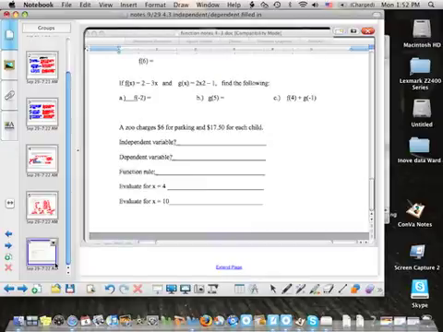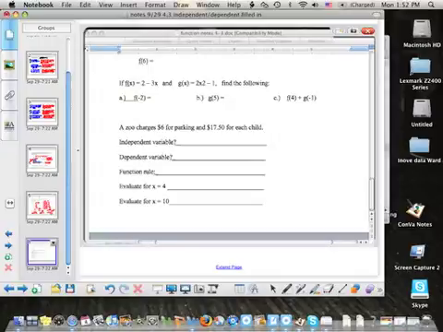Finally, we put all our ideas into one problem. We're basically taking the idea of worded problems, creating an independent and dependent variable, coming up with what the function rule would be. This is really the first time the students have created a function rule on their own, although they've been translating equations for quite some time, and then actually evaluating for different values.